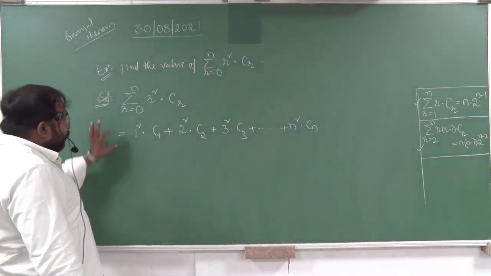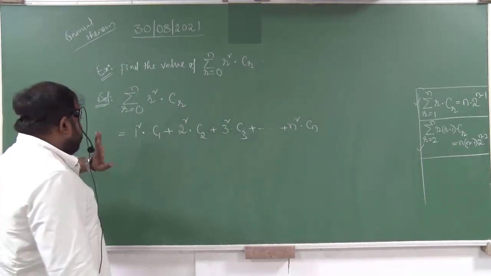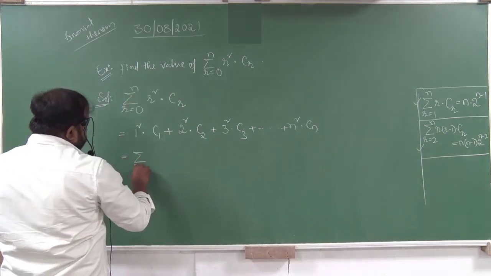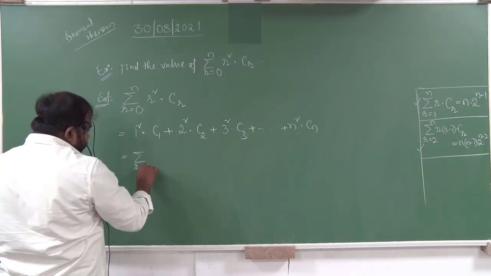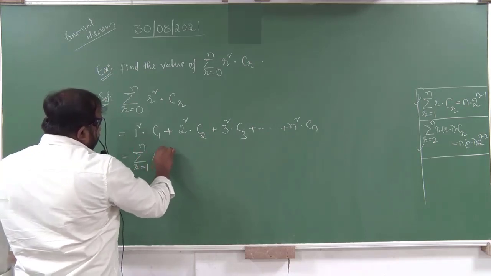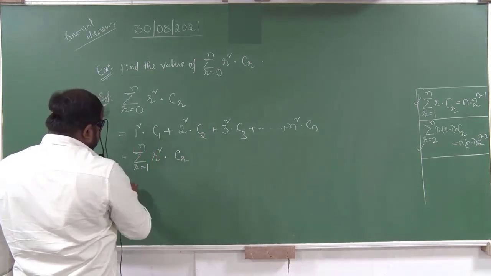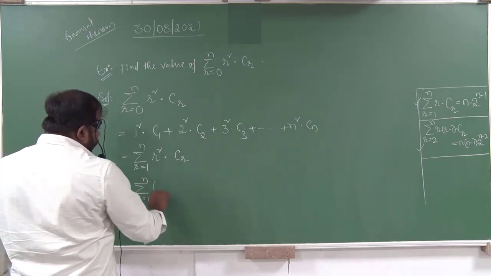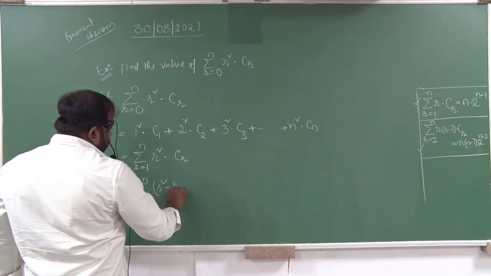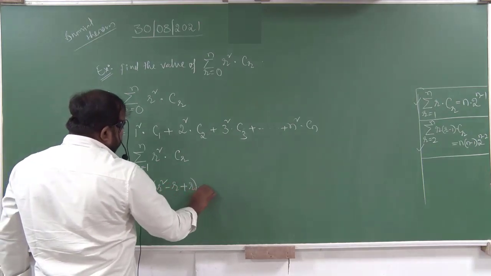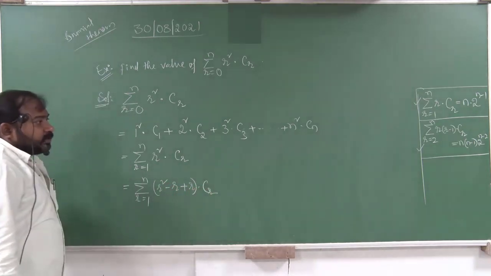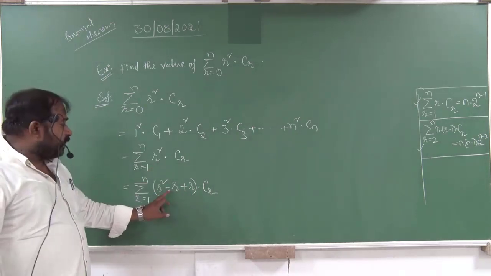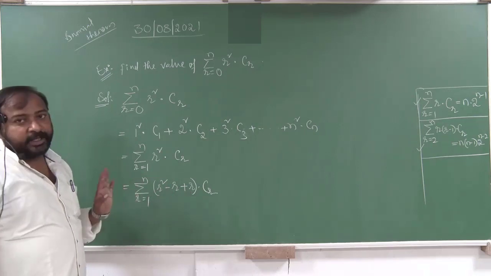Now our aim is indirectly to find this value. For this, listen. Sigma r is equal to, instead of 0, I can replace with 1 to n, r square into Cr. This value I can write as r square minus r plus r into Cr. Can I mention like this? Cross check one time. r square minus r plus r: I am adding 1 r and subtracting the quantity.